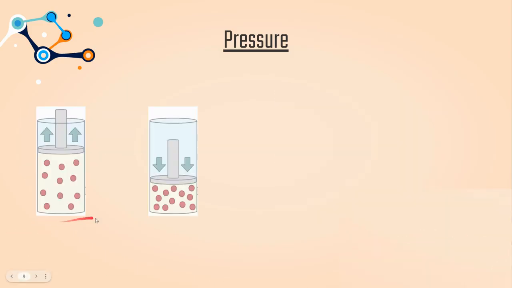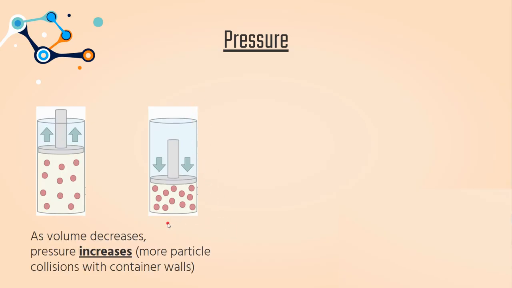Now, a couple scenarios here. Let's say we take a gas in a piston, and we can see a larger volume on the left and a smaller volume on the right if we, say, compress this gas. As the volume decreases, the pressure will increase, simply because as you make the chamber smaller, these particles are going to more often collide with the walls of the container.